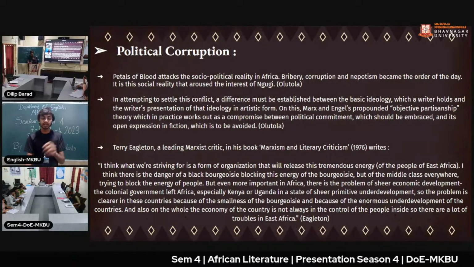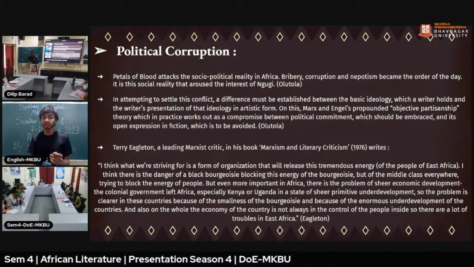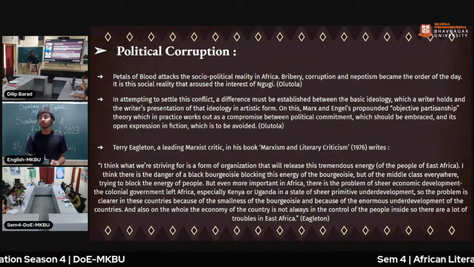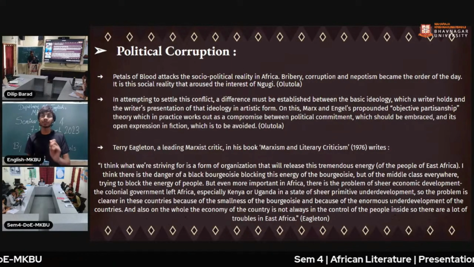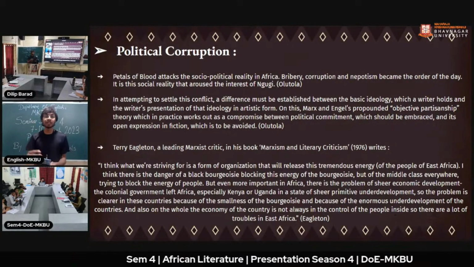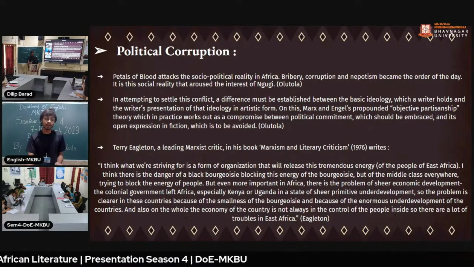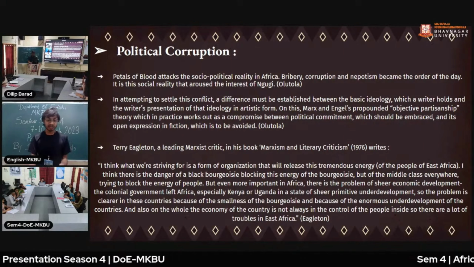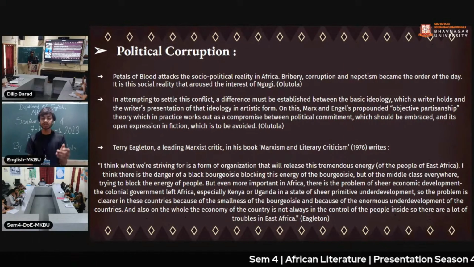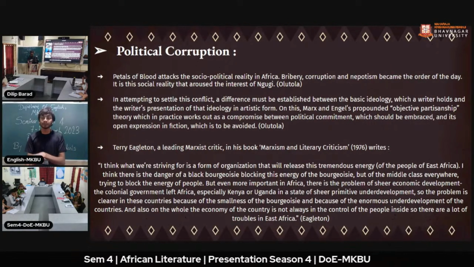Then Terry Eagleton, a leading Marxist critic, in his book Marxism and Literary Criticism. This book comes in 1976, a year before the novel was published in 1977. So how this applicability can be seen within the context of the novel, as far as political corruption is concerned. Terry Eagleton writes that I think what we are striving for is a form of organization that will release this tremendous energy of the people of East Africa, that is the people of Kenya.